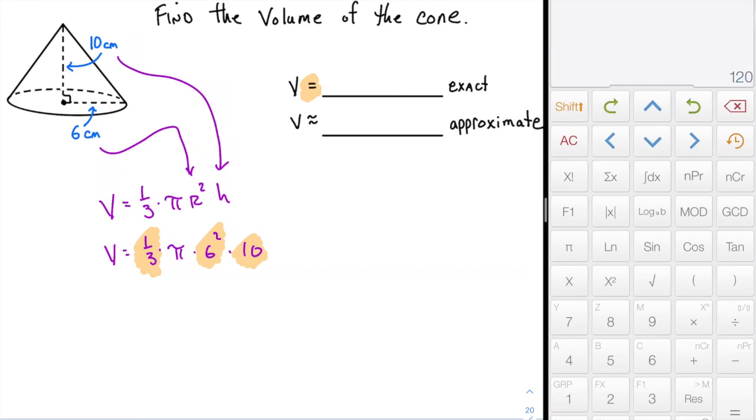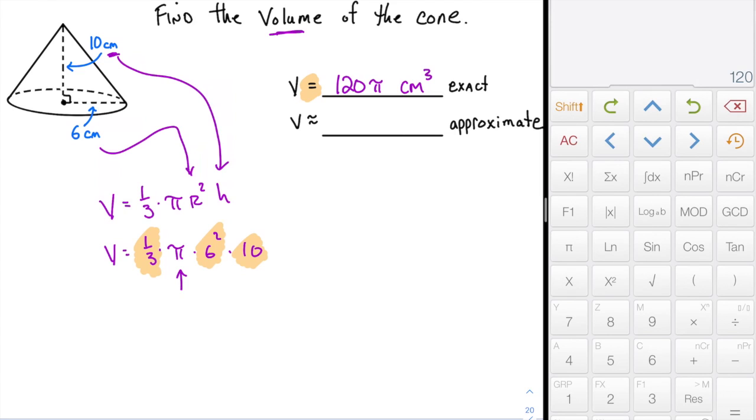So my answer for the exact is 120. Remember, I haven't used the pi yet. So pi, and I'm in centimeters. So centimeters. And I'm dealing with volume. So cubed. So the exact volume of this cone is 120 pi centimeters cubed.